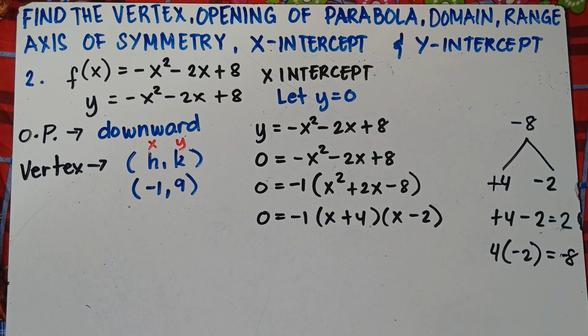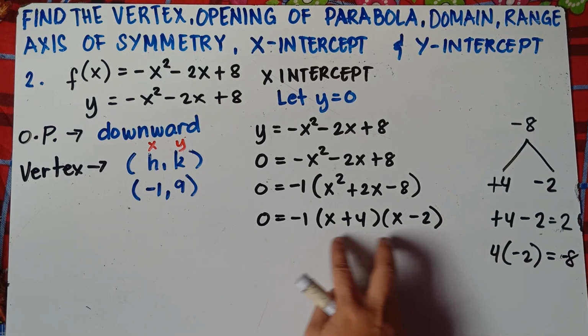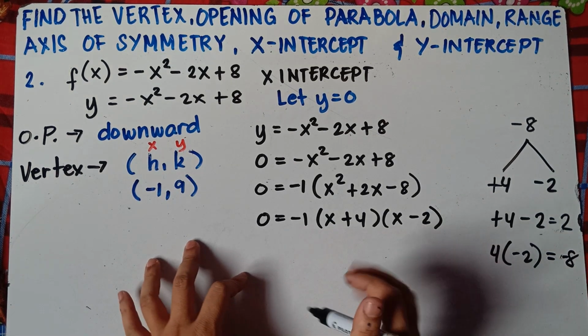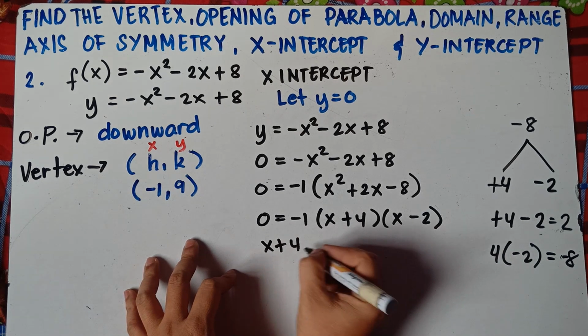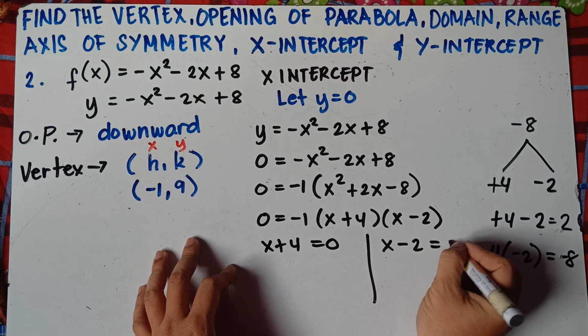And then equate your answer, class, to 0. Once again, class, just do not include this negative 1. This will be our factor, class. So just ignore negative 1. Equate this one to 0. So this will be x plus 4 equals 0. The other one, x minus 2 equals 0.